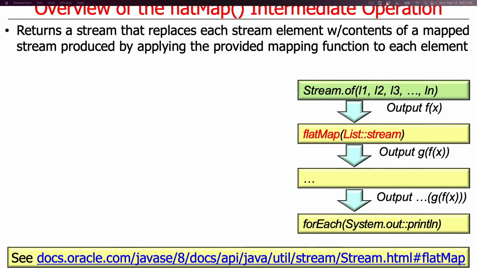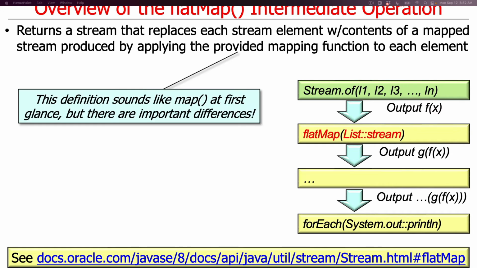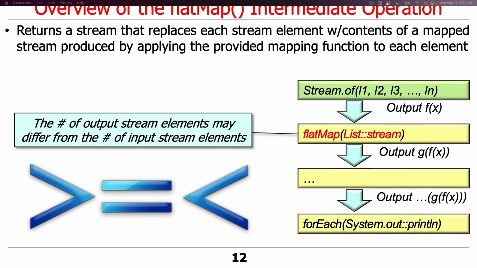Let's now talk about something even more interesting, the flatMap operator. flatMap returns a stream that replaces each stream element with the contents of a map stream produced by applying the provided mapping function to each element. Now, when you first see this definition, you may say, gosh, that sounds like map. But there are some really important differences between map and flatMap. And the name flatMap kind of conveys some of those important differences.